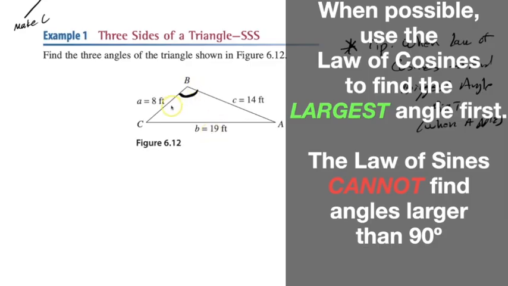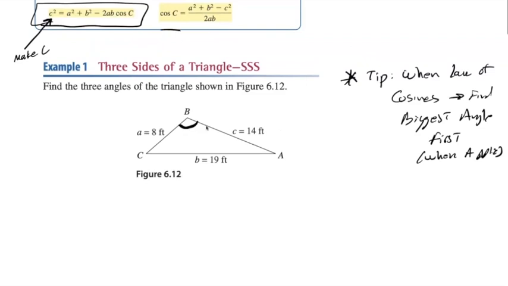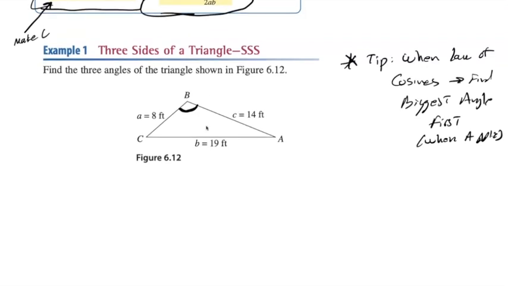The reason we do that is because it might be obtuse, and sine inverse does not get obtuse. Sine inverse only goes from negative 90 to 90. It won't find the obtuse angles. Cosine could find the obtuse angles. Anytime you're looking for an angle, if you're doing law of cosines, make sure you find the biggest angle first. We want to find angle B first. We're using the formula. I would only give you this one to use, so I'm going to write that down.